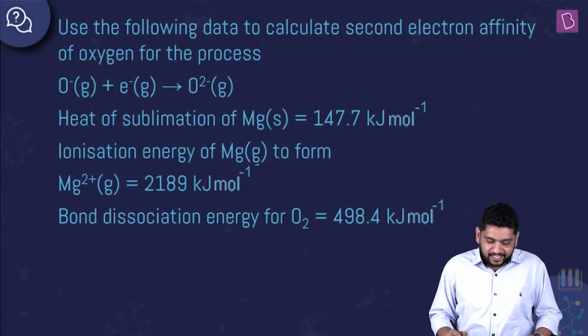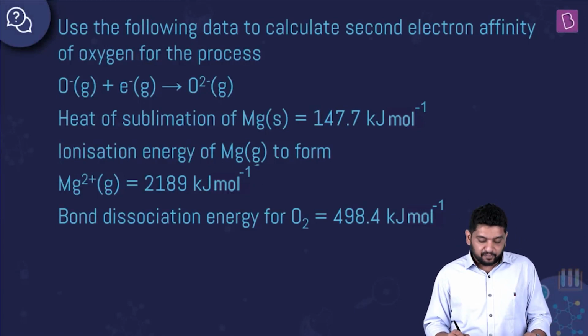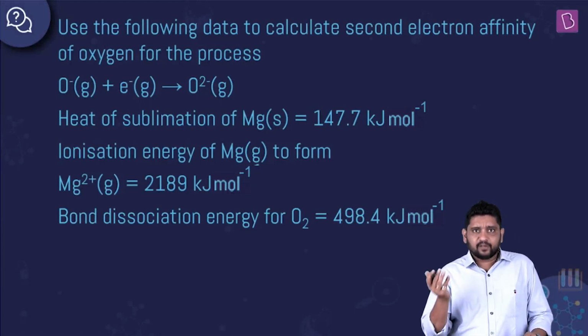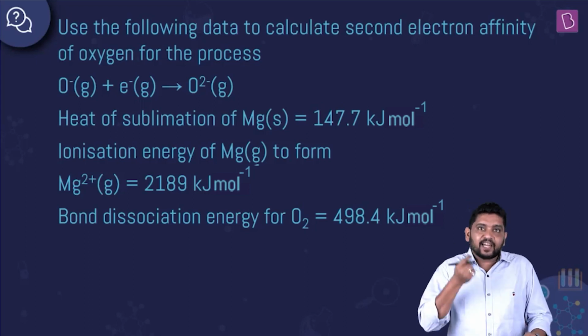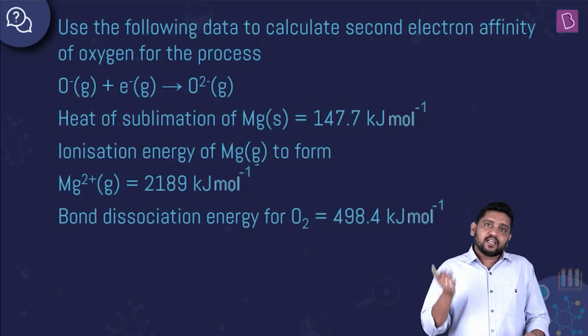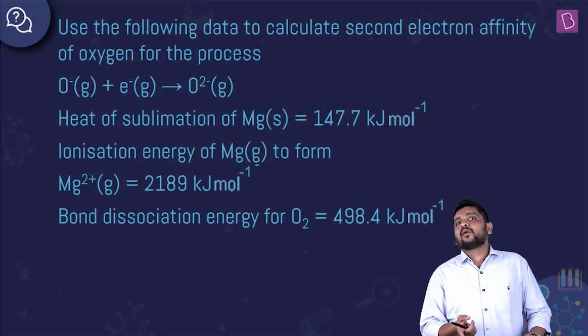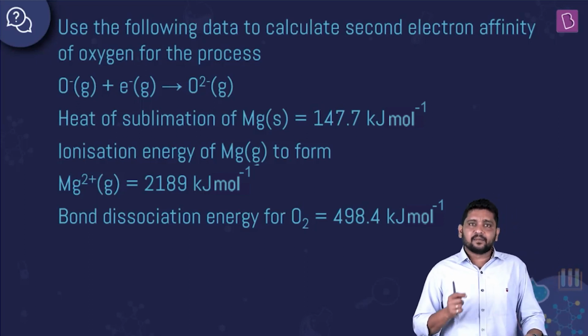Okay, this question says, use the following data to calculate the second electron affinity of oxygen. So we need O minus. We know what the second electron affinity of the oxygen atom is. It is when you are adding that second electron. When you have added one electron, you already have O minus. Now on top of that, you are adding one more electron to get O2 minus. Obviously, this is an endothermic process. We have studied about this.